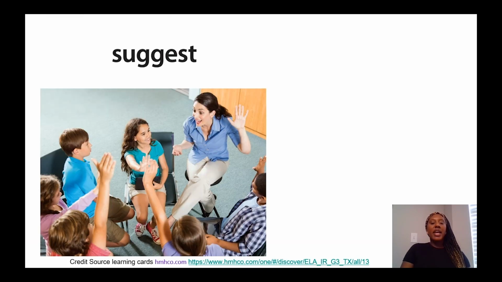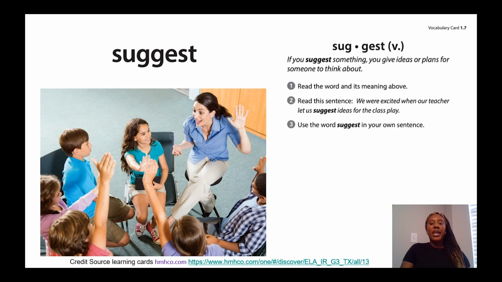Our next word is suggest. If you suggest something, you give ideas or plans for someone to think about. We were excited when our teacher let us suggest ideas for the class party. So in this picture, the teacher is letting the students suggest, or give ideas, for the class party for her to think about.